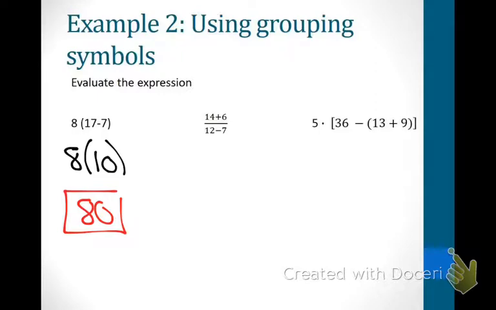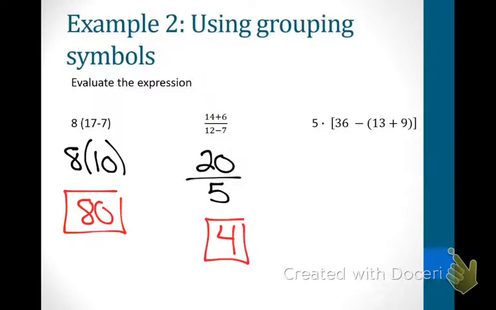Okay, so 14 plus 6 is what? 20. 12 minus 7 is what? 5. And 20 divided by 5 is 4.